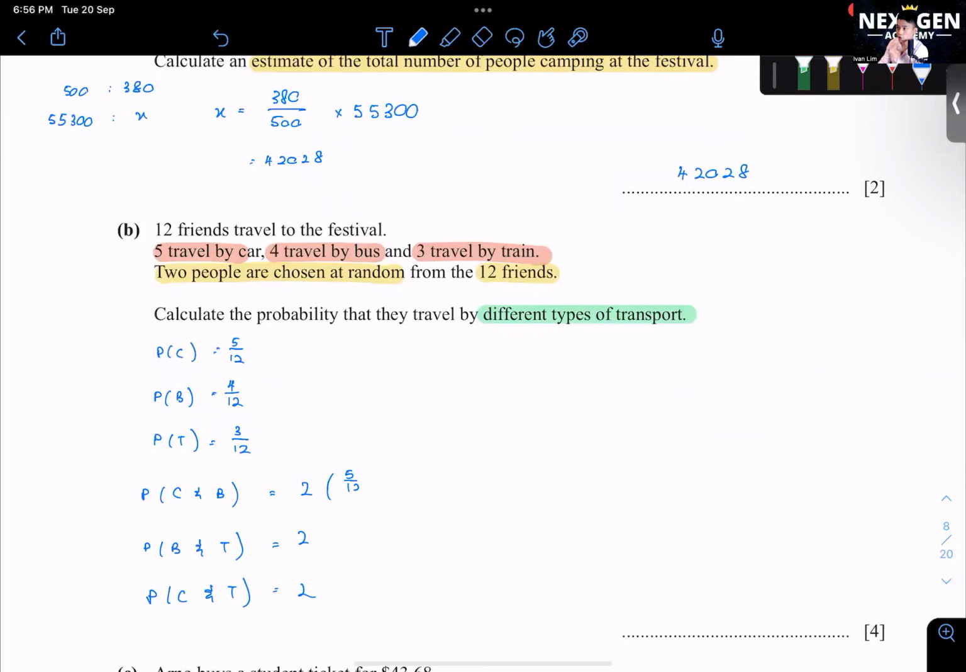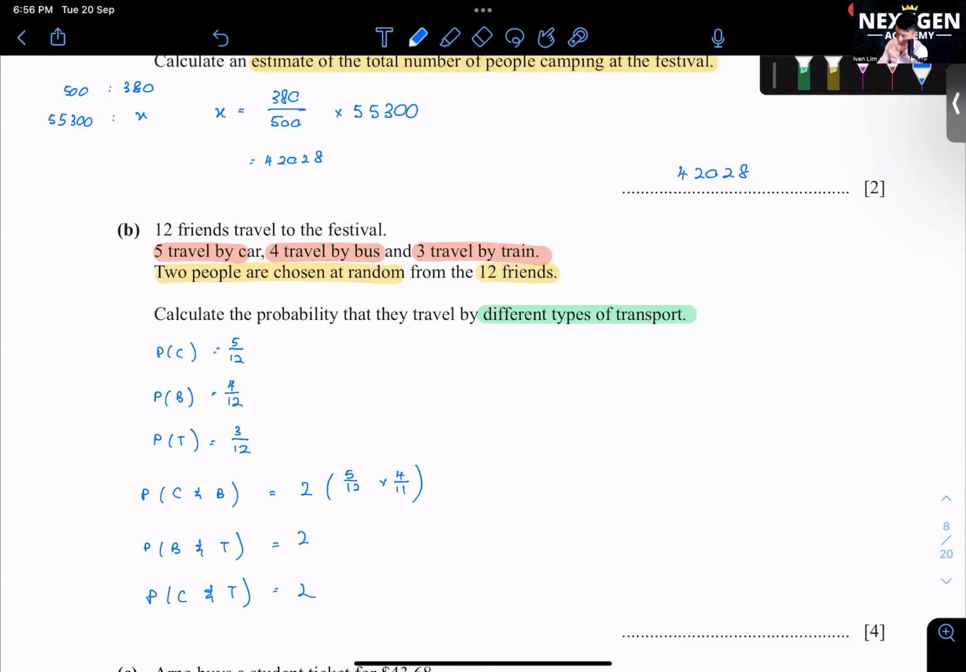Okay, so 5 over 12 times 4 over 11. And also, why 12, then 11? If you choose your first person already, let's say car, then after that you still got 11 more persons. Sorry, we got 11 more persons, not 4 more persons. Okay, 11 more persons.